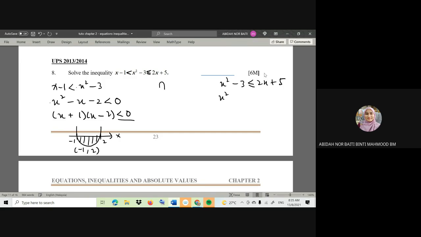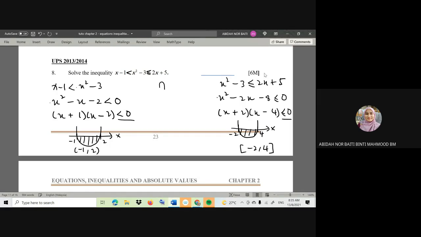This one is the same, x squared minus 2x, so -3 minus 5 is -8. Okay, for the quadratic, we factorize, so we get 2 and 4. Positive and negative. So for quadratic inequalities, we use the graphical method, open upwards because a is positive. Less than 0, we shade below the x-axis. This is -2 and this is 4. So -2 and 4.